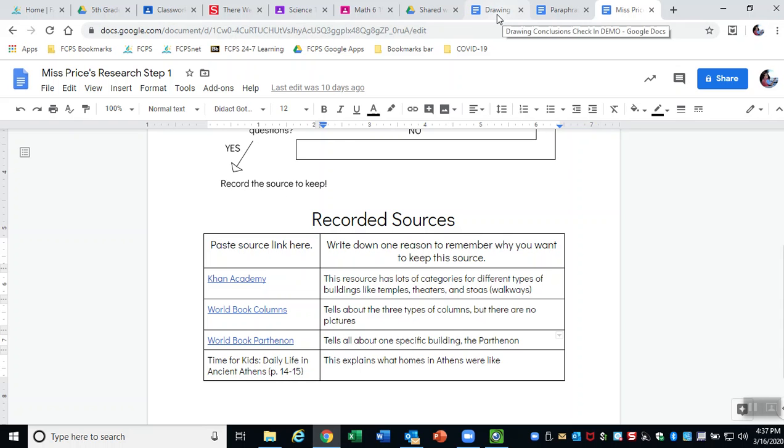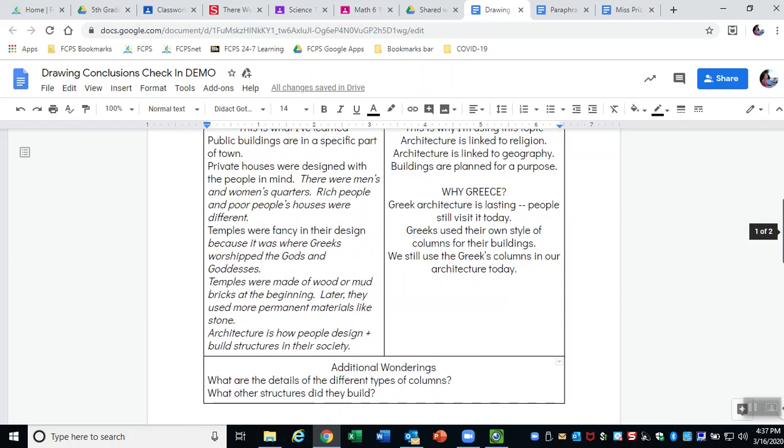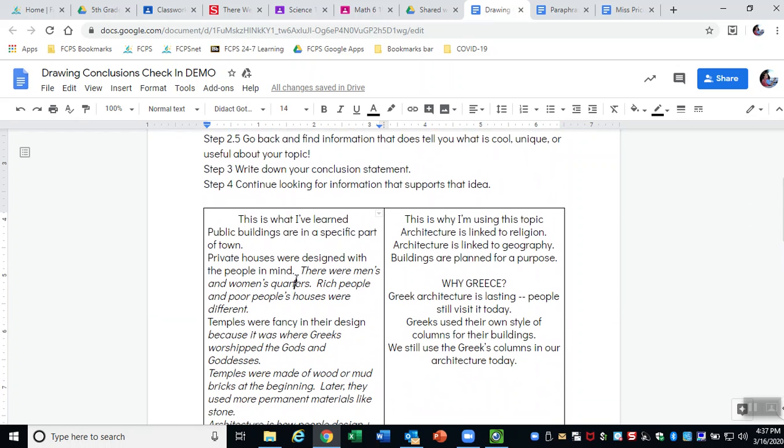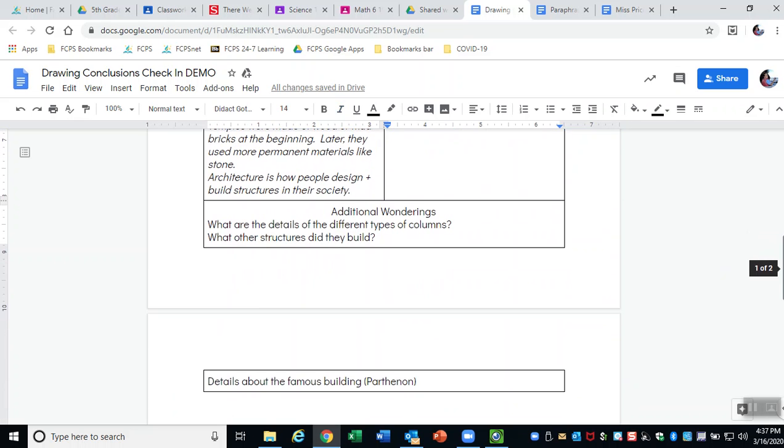Now, if I didn't have information about these things, you could log back into our library database, our library catalog, which has ebooks, or the databases, all of which are in our Google Classroom. So the next step is to review. I looked at my paraphrase notes. I thought about how does this help my essential question? Why is this unique, important, and useful? I wrote down my conclusion, and then I asked additional questions because I'm going to do some more research and take some more notes on this topic because I know I'm not finished.